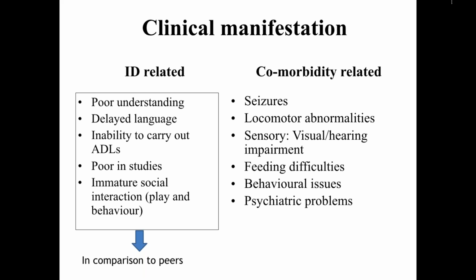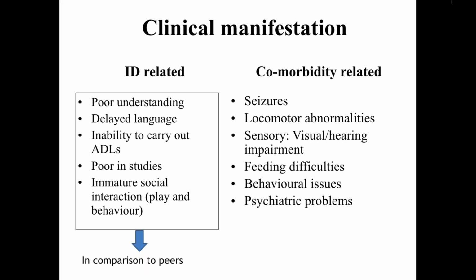Apart from this, you may have symptoms related to the comorbid conditions like seizures, locomotor abnormalities if cerebral palsy is a comorbid condition, then visual or hearing impairment, feeding difficulties, behavioral problems, or psychiatric problems are manifestations of comorbidities associated with ID or GDD.